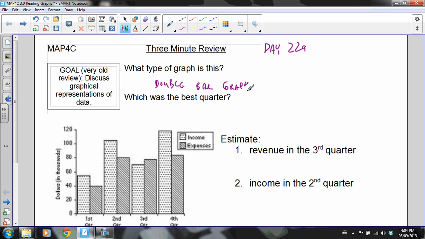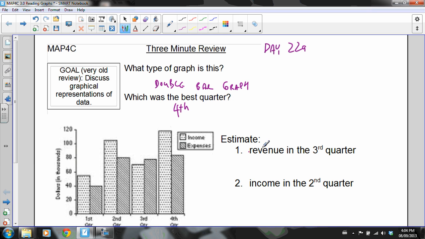The best quarter, well, I think any way you measure it, we want to have high income for the best quarter. But if the expenses were higher than the income, we would probably say that the fourth quarter wasn't the best quarter. So the profit, the highest profit, is the highest difference between bars, but either way, I think the fourth quarter is the best. Estimate the revenue.